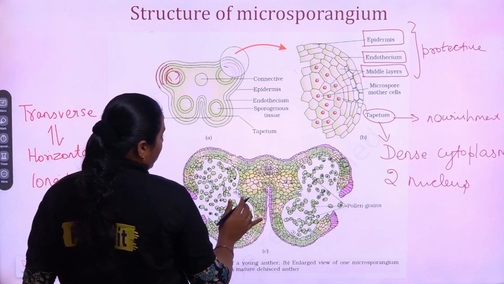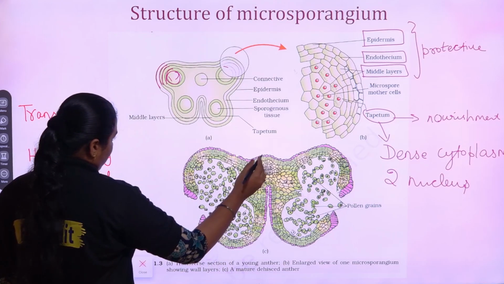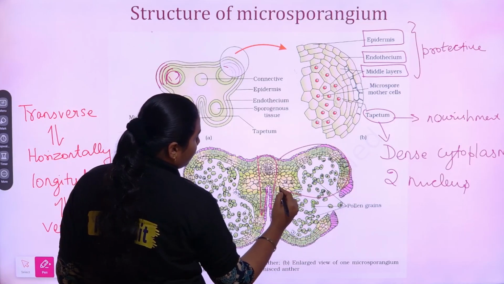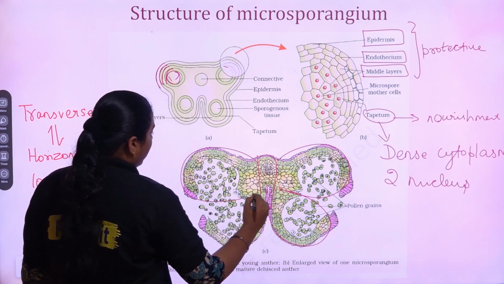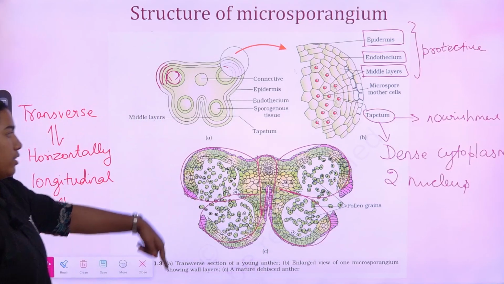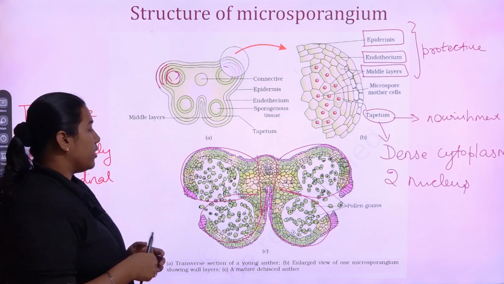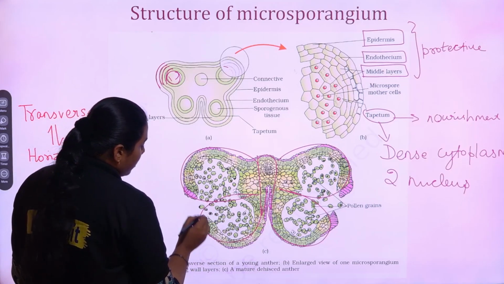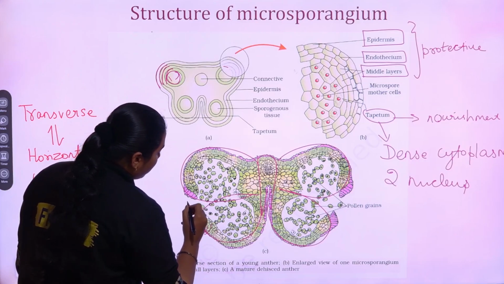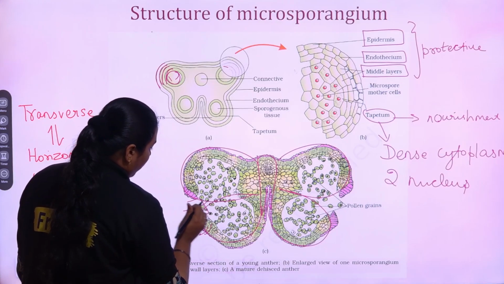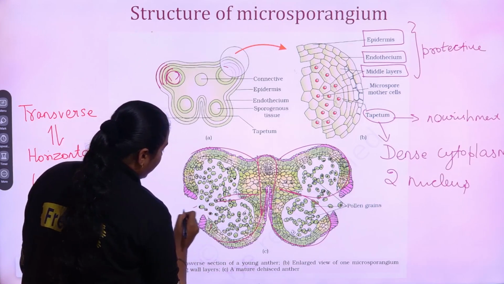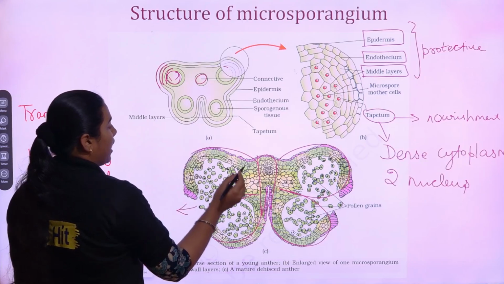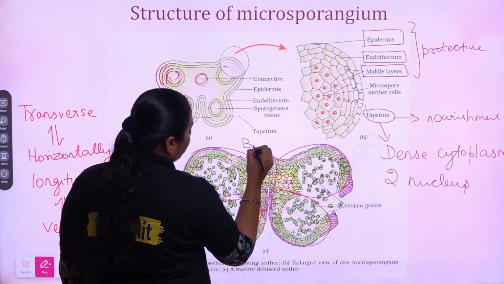See here, it looks like a butterfly, right? Let's assume this to be its body. They also call this butterfly shaped because it looks like a butterfly. And then you see here, during the process of dehiscence, the epidermis, endothecium, and middle layers break, and it gives a way out for pollen grains. You can see one more thing called the connective. This connects both lobes together.